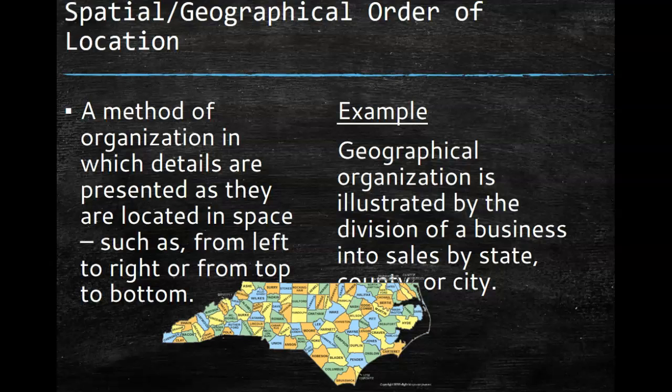Spatial and geographical order of location. Organizing things by a city, by a state, by a county. Even if you look at a world map, organizing it by countries, it could be. So somehow you're organizing information by where the information came from or what the information is pertaining to.